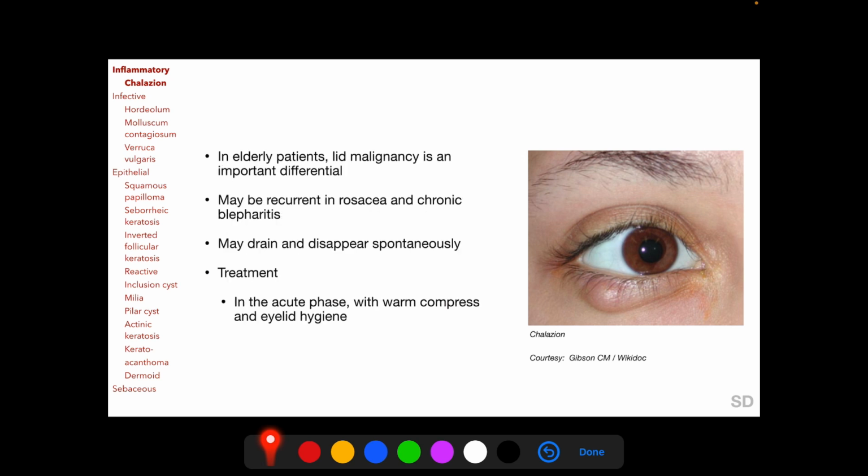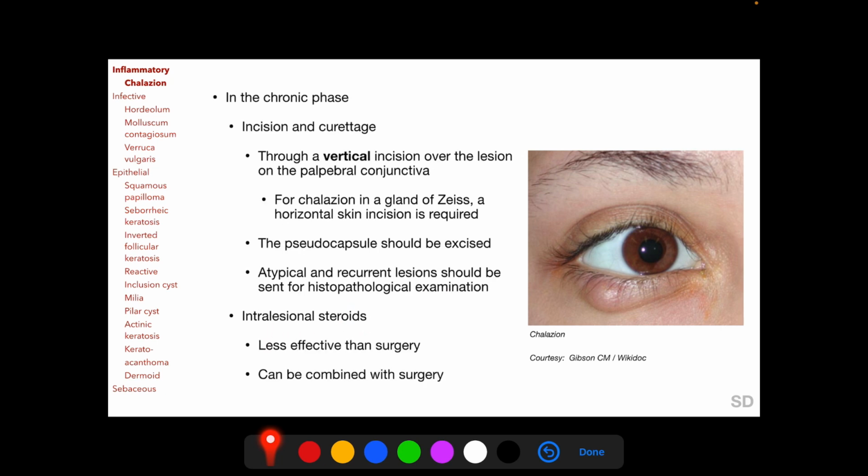In elderly patients, lid malignancy is an important differential, and chalazia can be recurrent in rosacea and chronic blepharitis. Chalazia can sometimes drain and disappear spontaneously, and an acute presentation of chalazion is treated with warm compress and eyelid hygiene. A chalazion in the chronic phase can be treated by incision and curettage or by intralesional steroids.